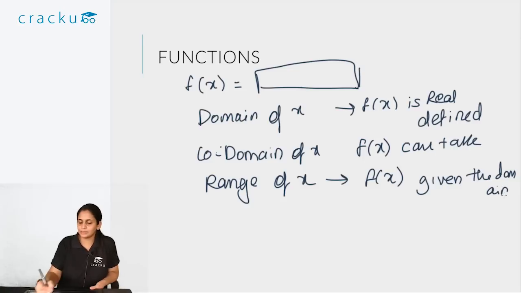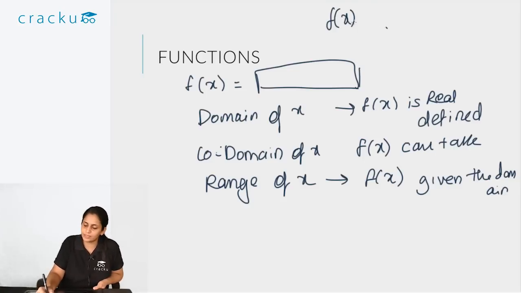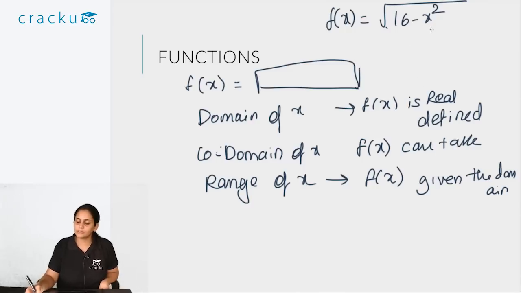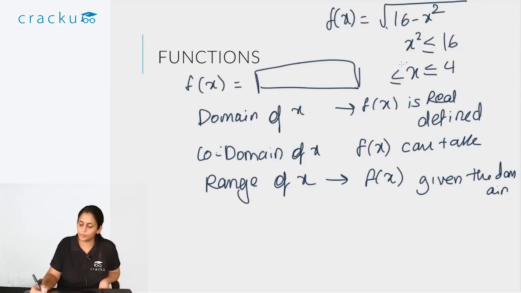Now for example, consider the case where f of x is equal to square root of 16 minus x square. This is the function f of x. What is the domain of x? f of x has to be real and defined. For f of x to be real, the value inside the square root has to be non-negative. For this value to be non-negative, x square has to be less than or equal to 16. That means x has to be between minus 4 and 4. So this is the domain of x.